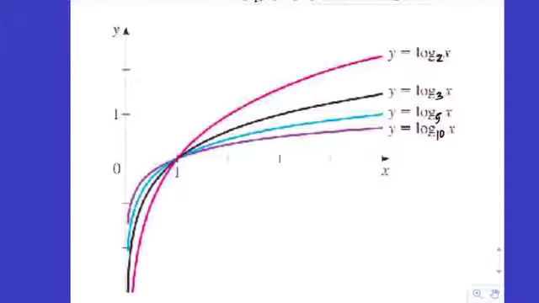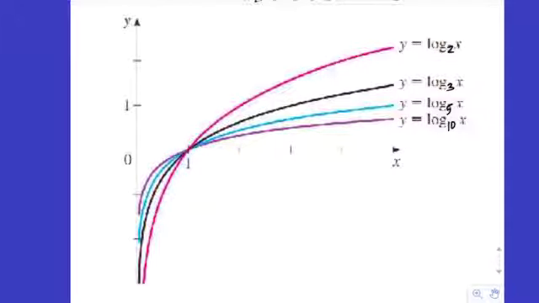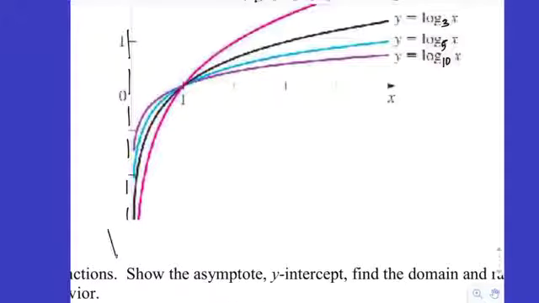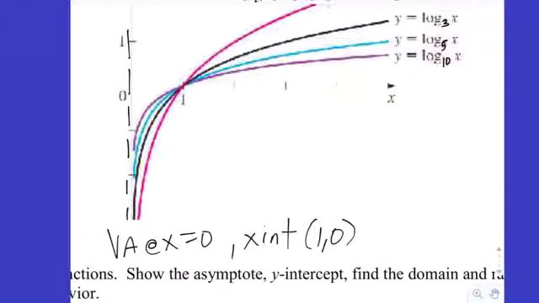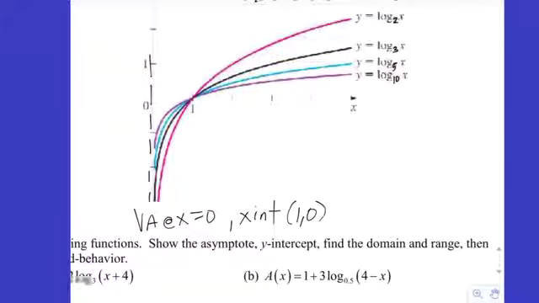And what's common, though, among those different bases is, again, they all have vertical asymptotes. Let's go ahead and write that. They all have vertical asymptotes at x equals 0. They all have x-intercepts of (1, 0). Let's list the domain. The domain then is going to be the set of all x such that x is strictly greater than 0. And the range is all real numbers.